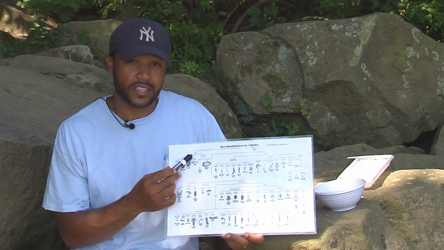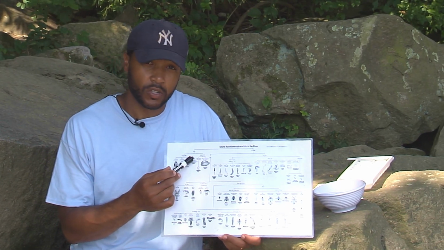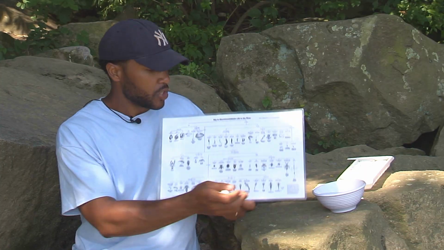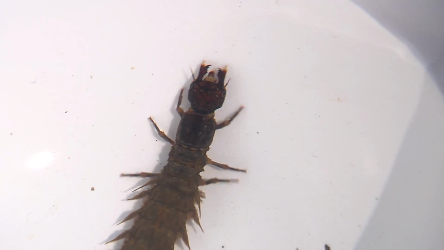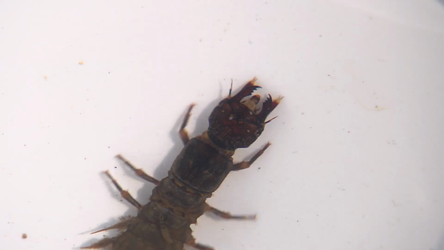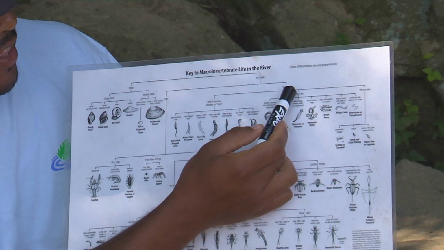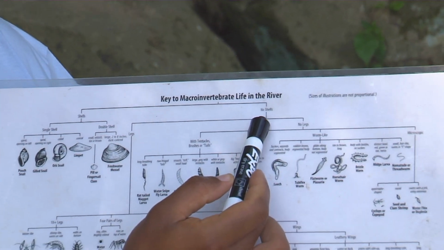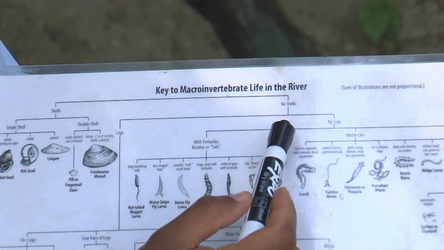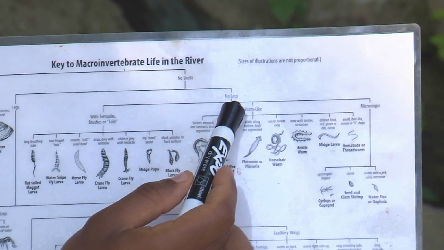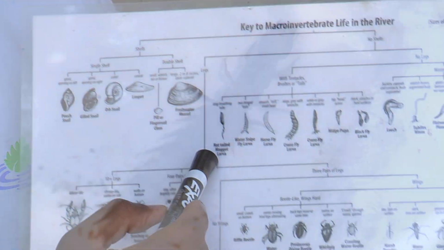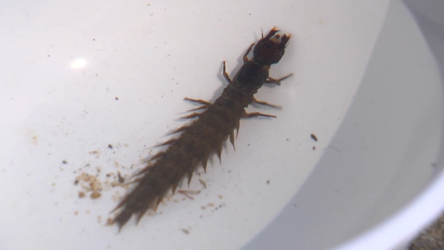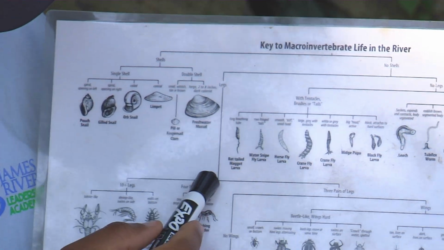The first question asks, does our organism have a shell or no shell? So we're going to look at this organism first, right here. So this organism does not have a shell. So that leads us down this track. So following the lines, we're going to then ask ourselves the next question. Does our organism have no legs or legs? The organism that we're looking at has a lot of legs. So we're going down this one.